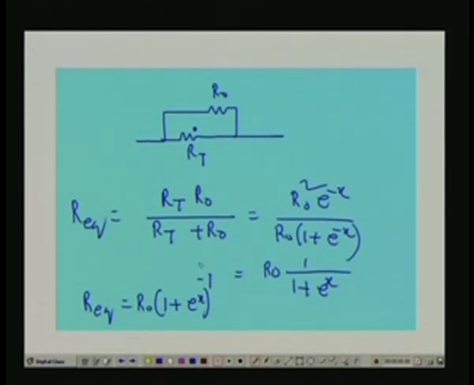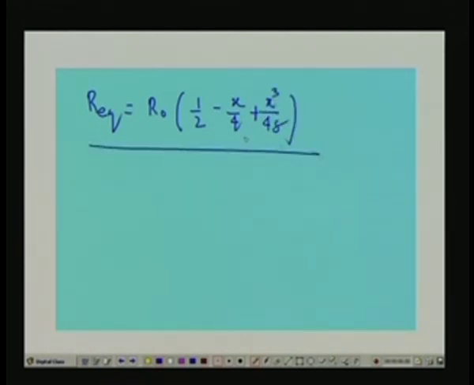So, quite obviously this I can expand, and this R equivalent becomes R naught times 1 plus half minus x by 4 plus x cube by 48, right. Clear?